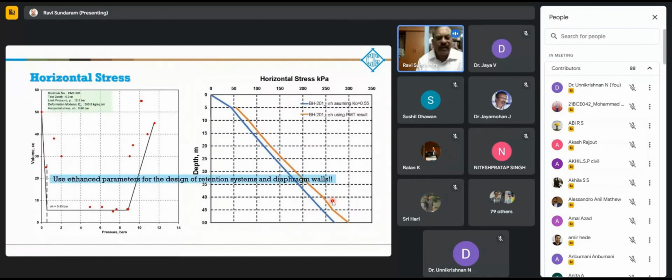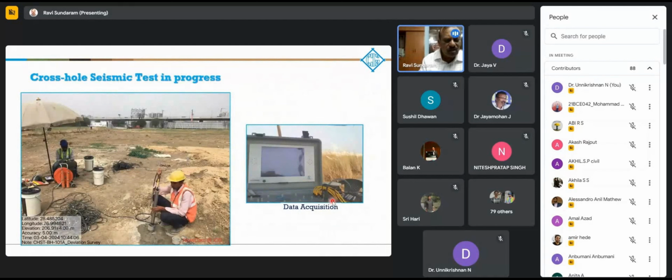So for design of the retaining walls, retention systems and all, diaphragm walls. Cross-hole seismic test, you can see normally you would do 3 boreholes in close proximity, and usually spaced 3 meters apart. And this shows the geophone being inserted into the borehole.